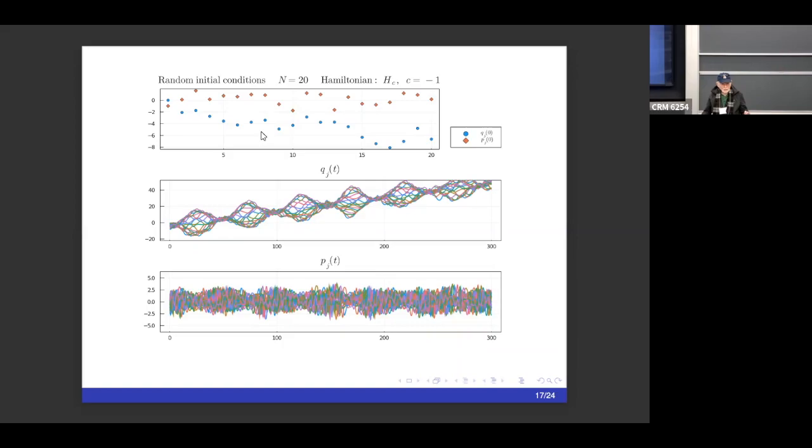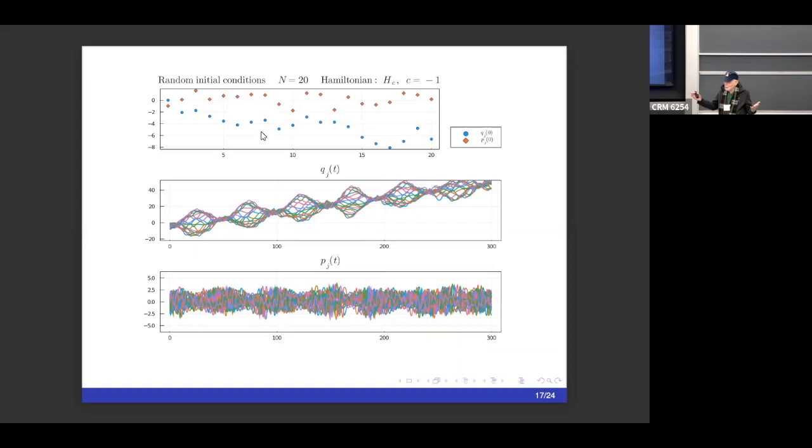Can you think of any dynamical system which has the property that at certain periods of time, it brings all the particles back together? There's a synchronization taking place. Can you think of a system doing this? I have no idea.